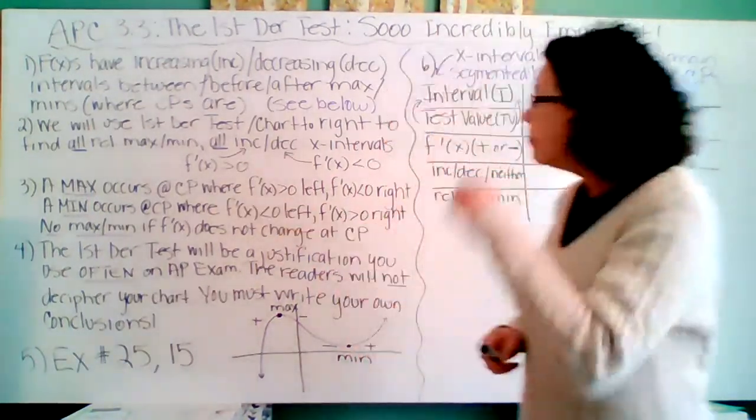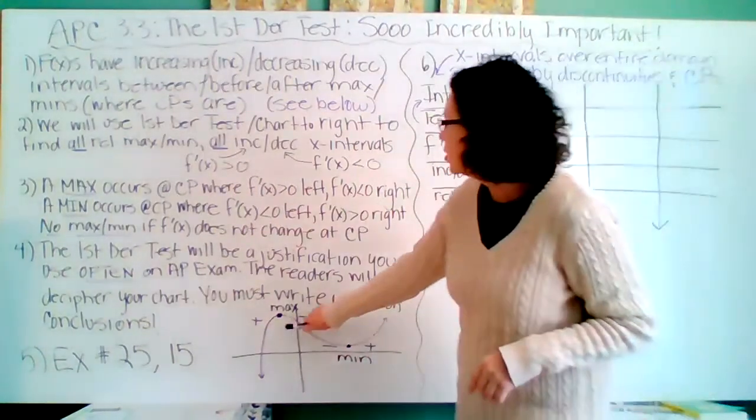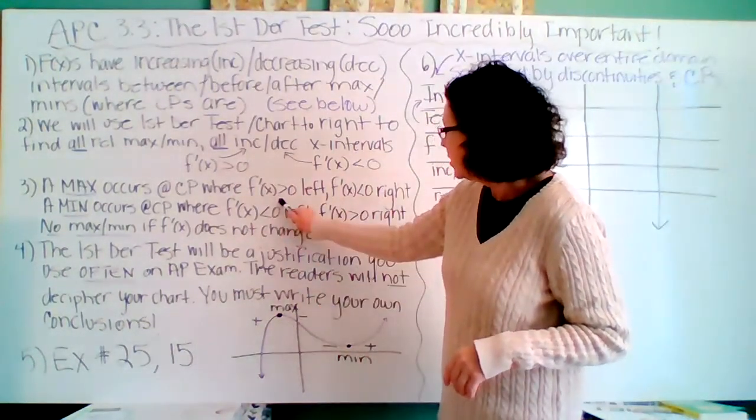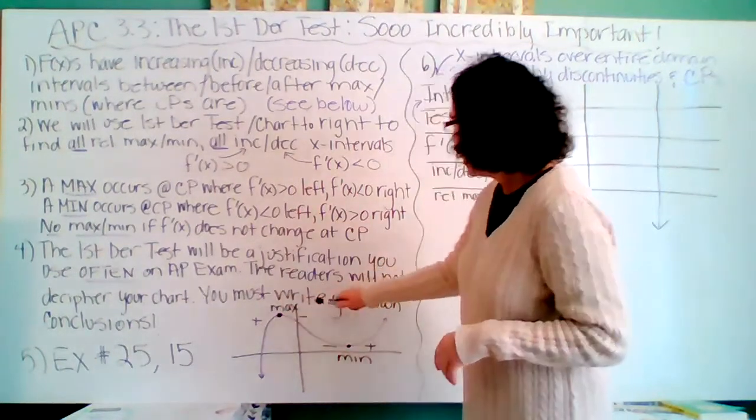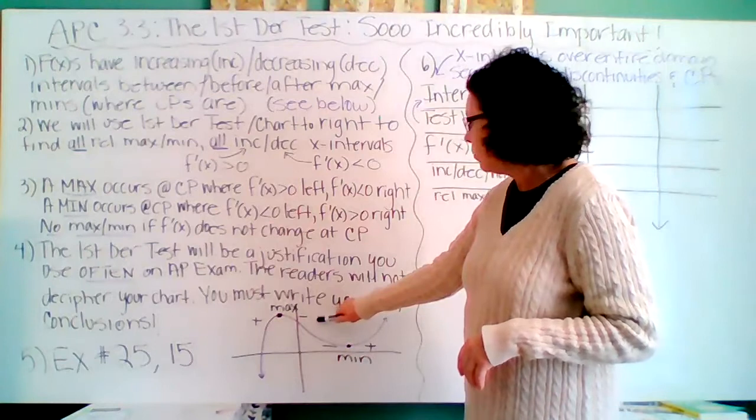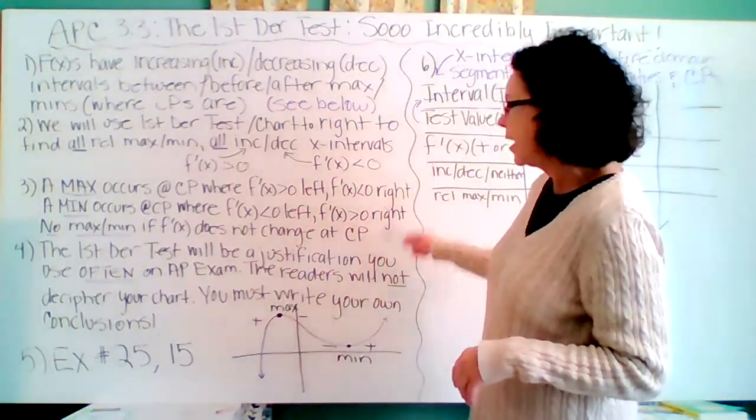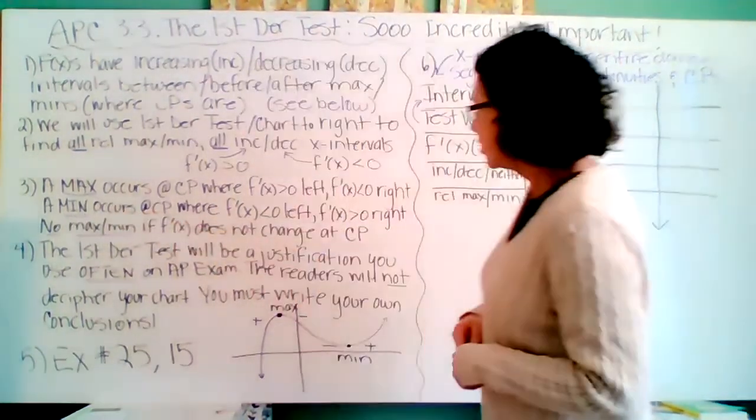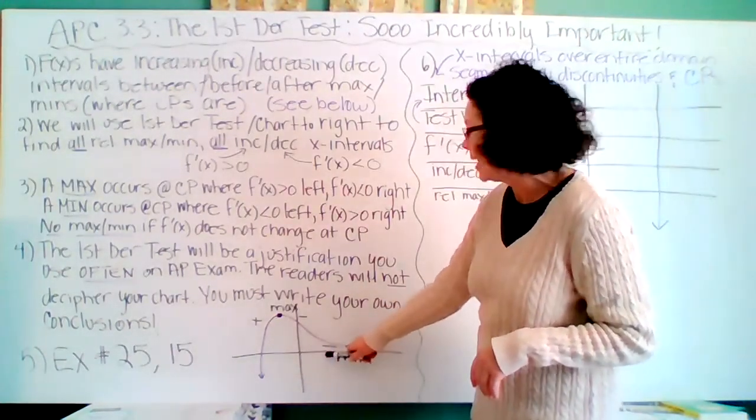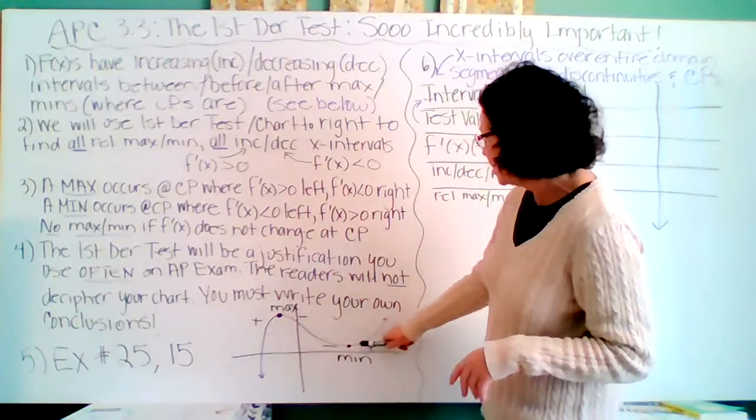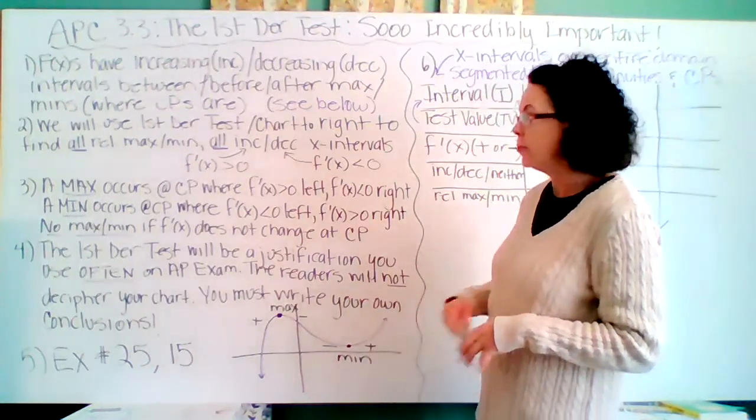So number 3, a maximum occurs at a critical point where the derivative is greater than 0, positive, to the left, and less than 0, negative, to the right. A minimum occurs at a critical point where the derivative is less than 0, meaning negative to the left, and greater than 0, meaning positive to the right.